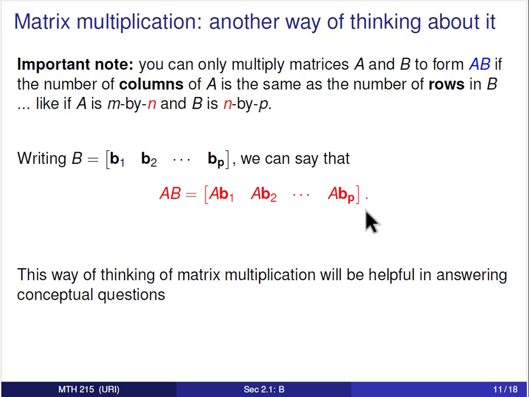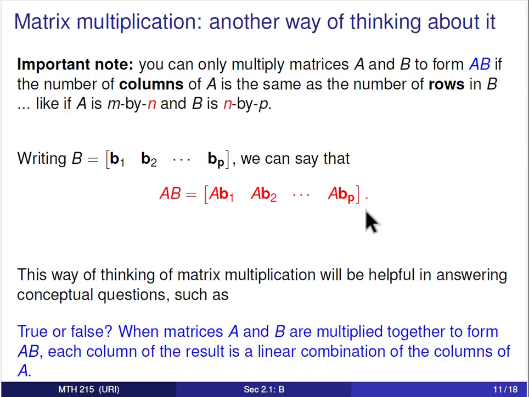For example, pause the video and try to answer this question. True or false, when matrices A and B are multiplied together to form AB, each column of the result is a linear combination of the columns of A. Okay, hopefully you have an answer for that. This would be a true statement.